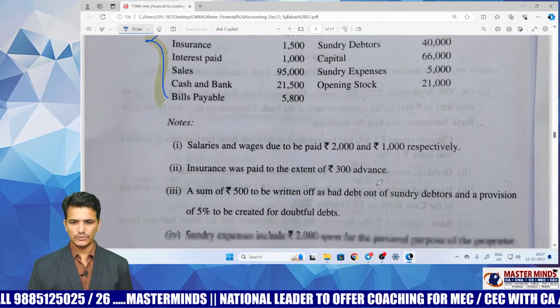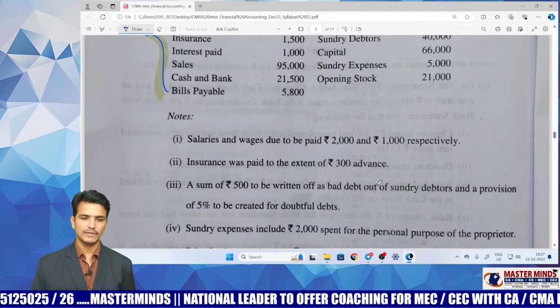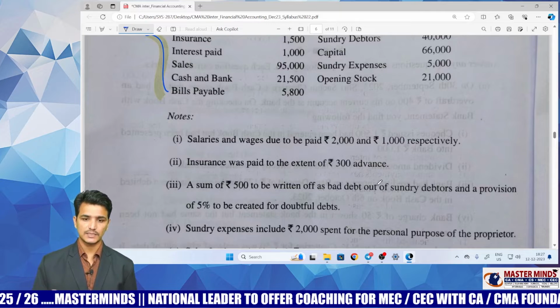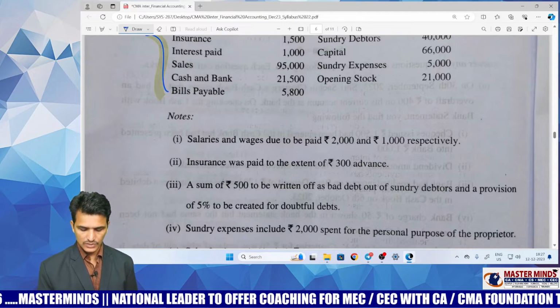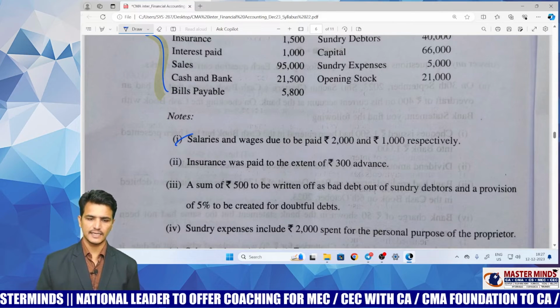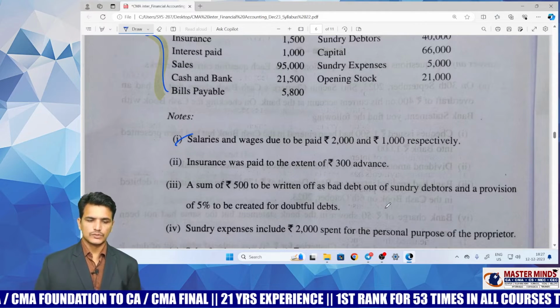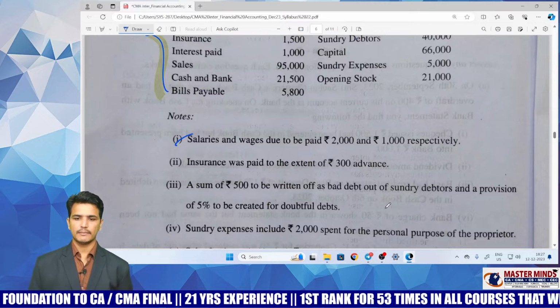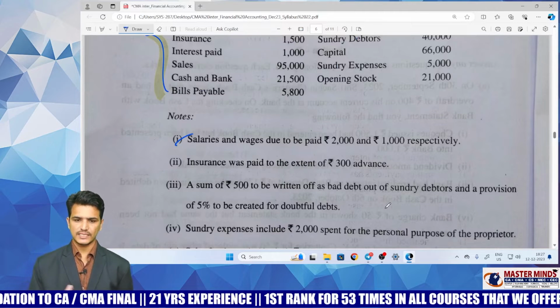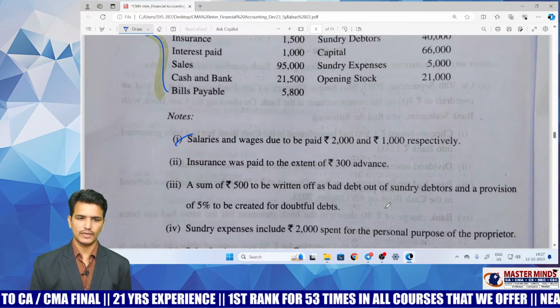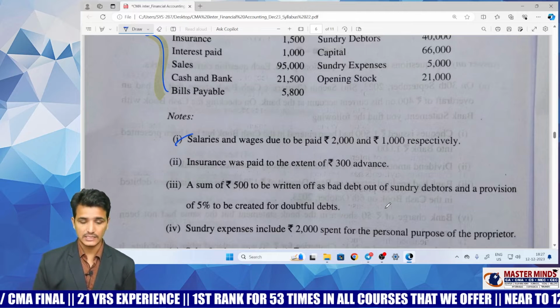You can answer this question if you have some command over the adjustment entries. For example, how are outstanding salaries and wages adjusted? The entry will be salaries to outstanding salaries or outstanding wages. So I can say that if you have command over the treatment of adjustment entries, then you can easily prepare the adjusted trial balance.